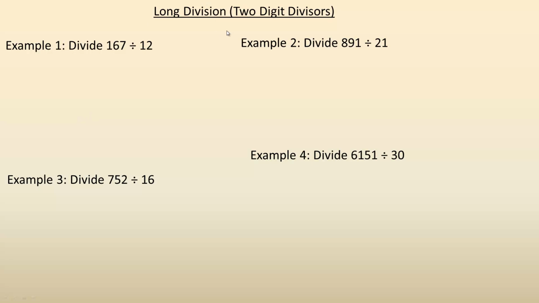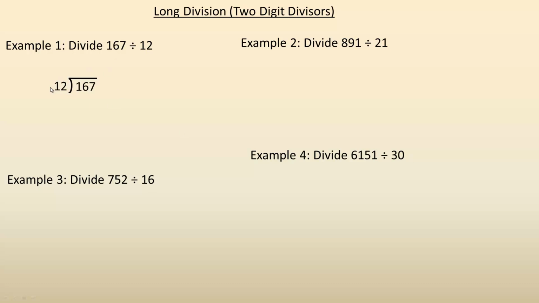In this tutorial, we're going to take a look at long division when you're dividing by a two-digit number. It's really very similar to when the divisor is a single-digit number, but there are some very small differences. So I thought I'd do a video with 4 examples when the divisor has 2 digits: 12, 21, 16, 30. So let's start with 167 divided by 12.